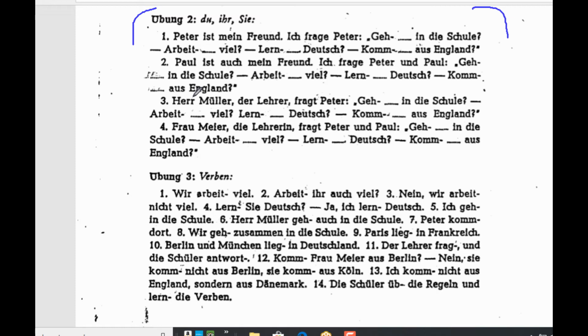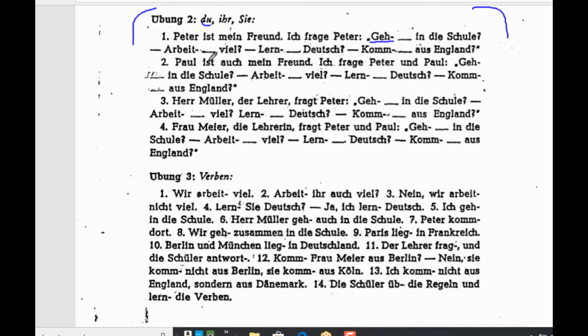So Peter ist mein Freund. Ich frage Peter. How would you fill that in? Gehst du in die Schule? Good. So you have to form not only this second person singular, not only do you have to form the proper form of the verb, but you have to supply the personal pronoun. So gehst du in die Schule. Arbeitest du viel? Lernst du Deutsch? Kommst du aus England?